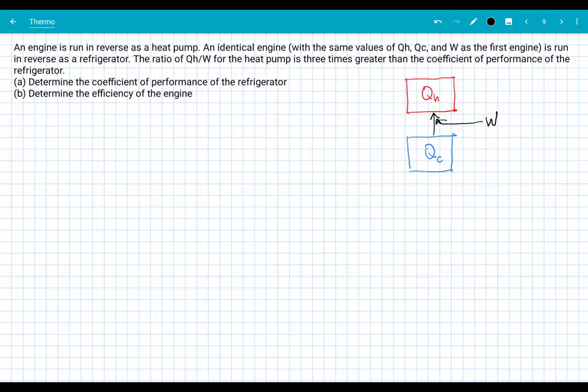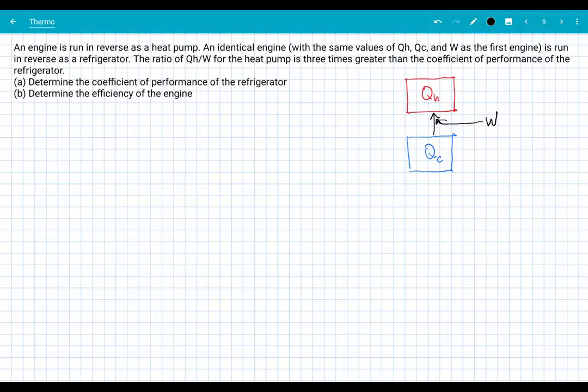The second part of this first question says an identical engine with the same values of QH, QC, and W as the first engine is run in reverse as a refrigerator. So I don't have to change this diagram at all for a refrigerator. You just have to change your application concept of it. So for a refrigerator, QC is now the interior of the refrigerator. And QH is the kitchen, or whatever space the refrigerator is sitting in, where it kicks out exhaust. If you are not familiar with that, go become better acquainted with your refrigerator and you'll see that it does exhaust into whatever room you have it sitting in.